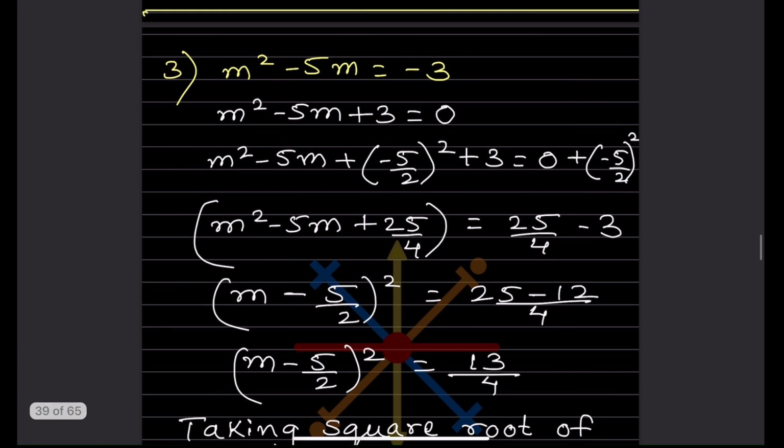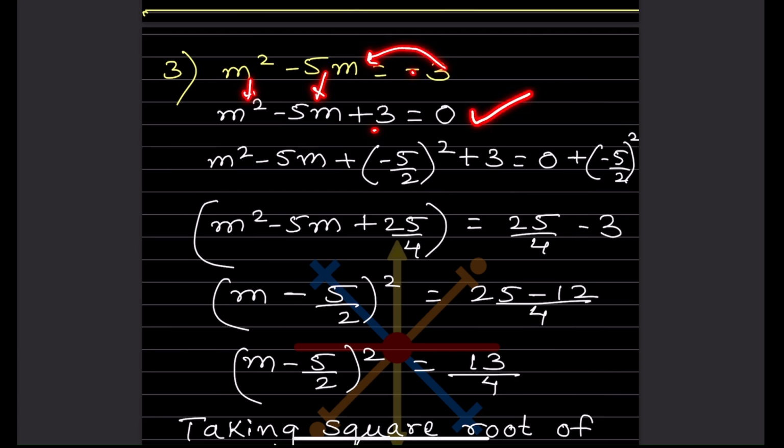Now look at here, this is slightly different. First thing you have to do, this minus 3 is on the right hand side. So you have to bring this into the standard form. So here m square will be as it is. Here minus 3 will come to the left side, that is going to be plus 3.